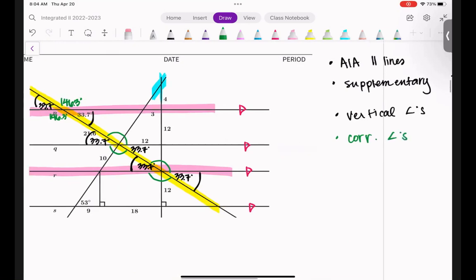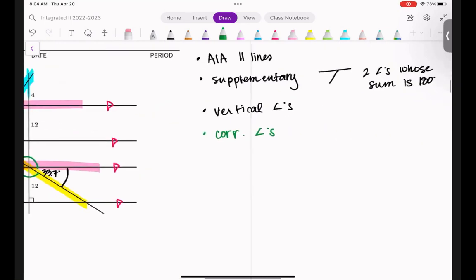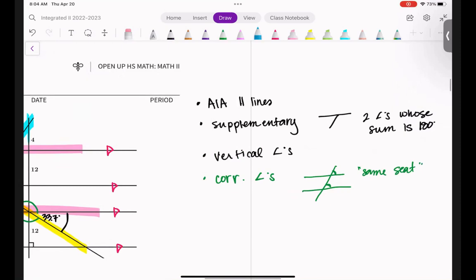And corresponding angles, I will draw you a little picture. It looks like this, where this angle corresponds to this angle. They sit in the same seat. That's how I've described it before. And I should have drawn alternate interior angles like this, right? This guy and this guy. Oops, that's not helpful. Let me try again.